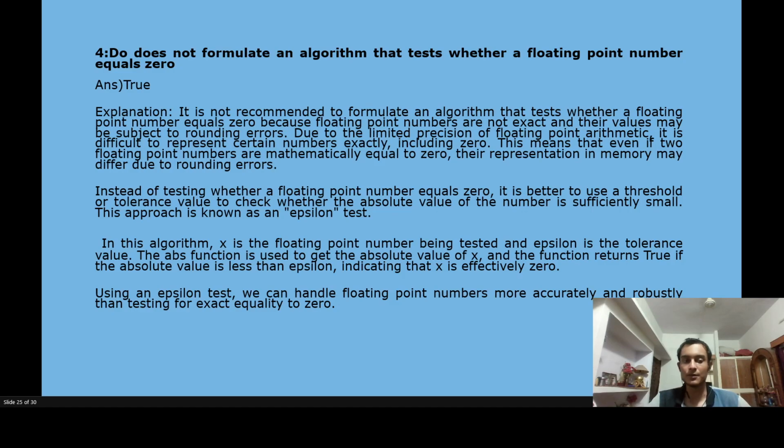This means that even if floating point numbers are mathematically equal to 0, their representation in memory may differ due to rounding error. Instead of testing whether a floating point number equals 0, it is better to use a threshold or tolerance value to check whether the absolute value is sufficiently small. In the algorithm, x is the floating point number being tested and epsilon is the tolerance value. The abs function is used to get the absolute value, and the function returns true if the absolute value is less than epsilon. Using this epsilon, we can handle floating point numbers more accurately and robustly than testing exactly x equals 0.